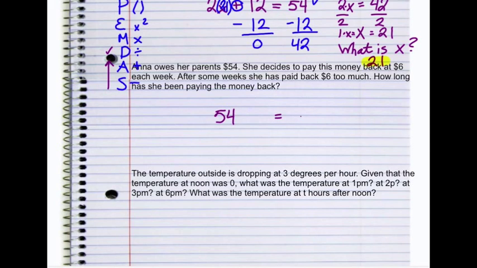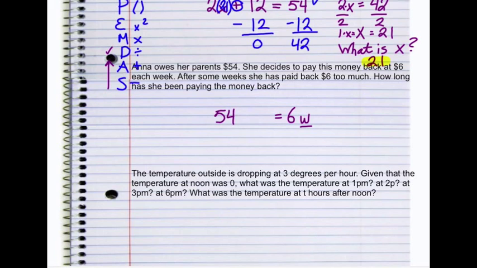So I'm going to use the variable W to represent weeks, and for every week she's paying $6. So at 1 week she's paying $6. At 2 weeks she's paying $12. At 3 weeks she's paying $18. So I need to be able to multiply the number of weeks by $6 to get an accurate sense of at how many weeks I will pay back $54.